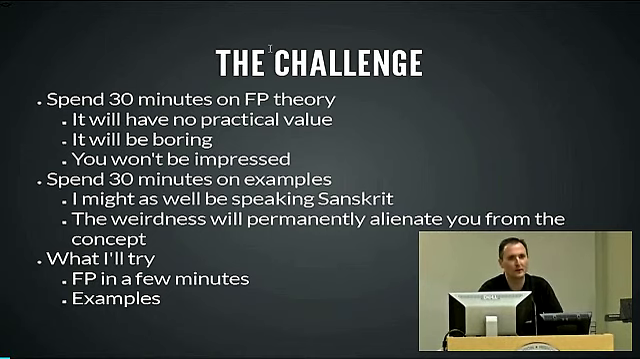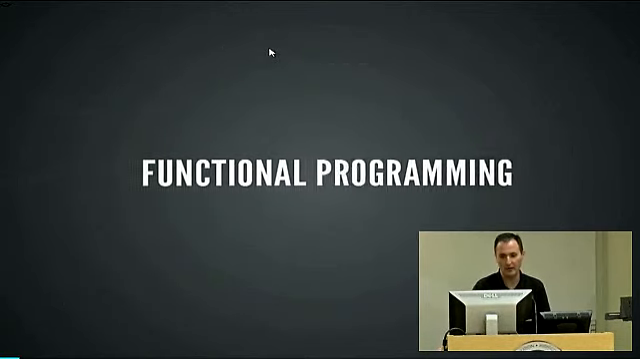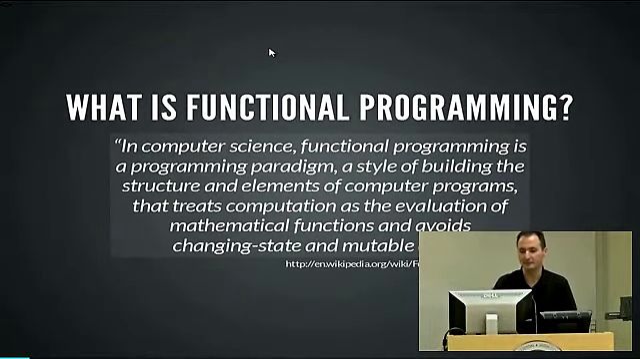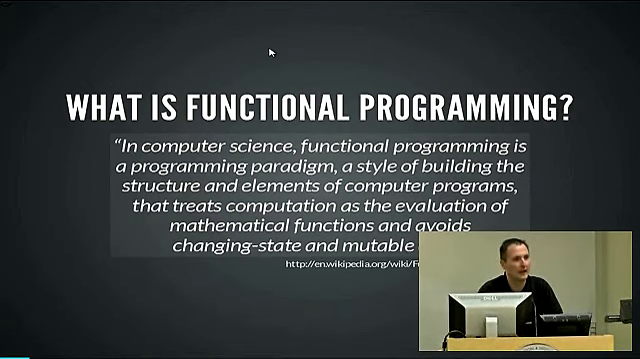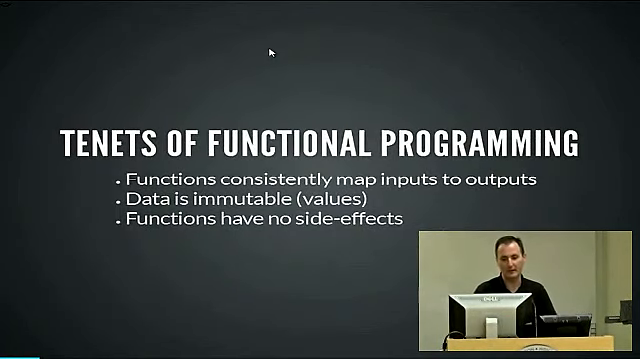So I'm going to try to spend just a couple of minutes talking about what is functional programming, and then I'm going to spend the rest of the time showing some examples. So what is functional programming? In computer science, functional programming is a paradigm like object-oriented programming, but instead of thinking of the world in terms of objects, these are the tangible objects, we think of the world in terms of assembling mathematical functions that have immutable state. So let's talk a little bit more about that.